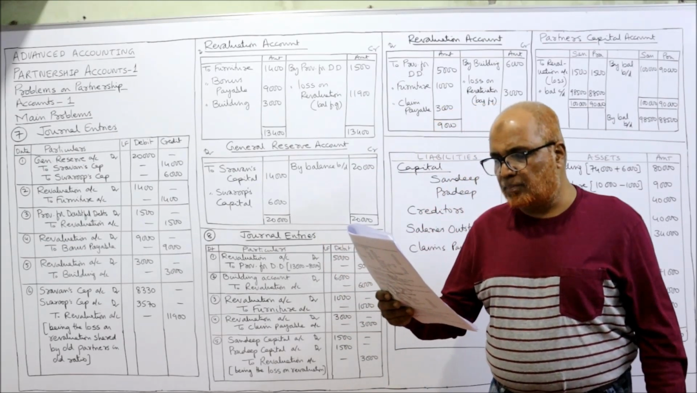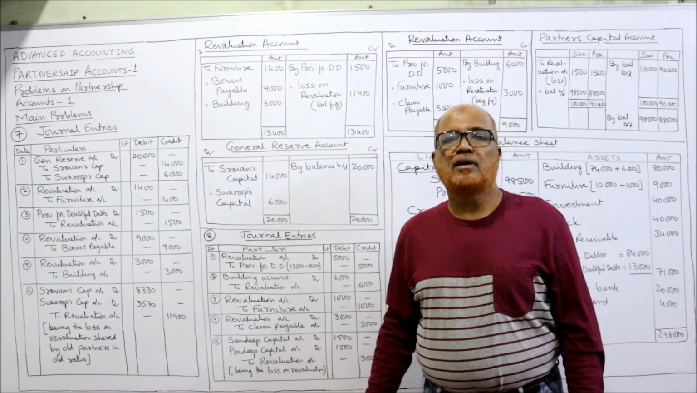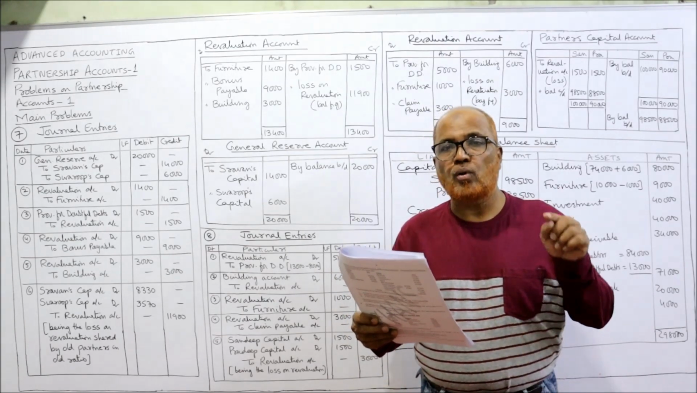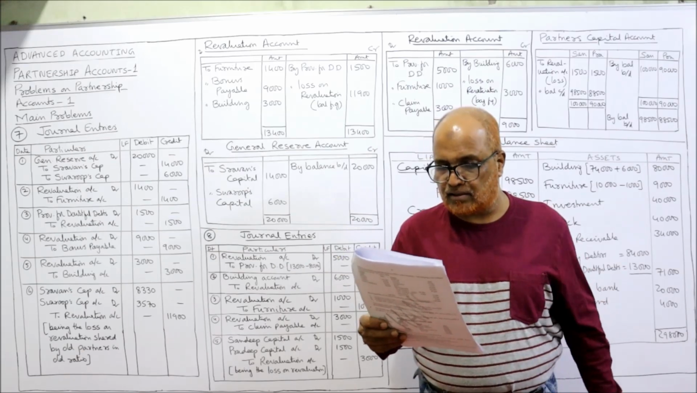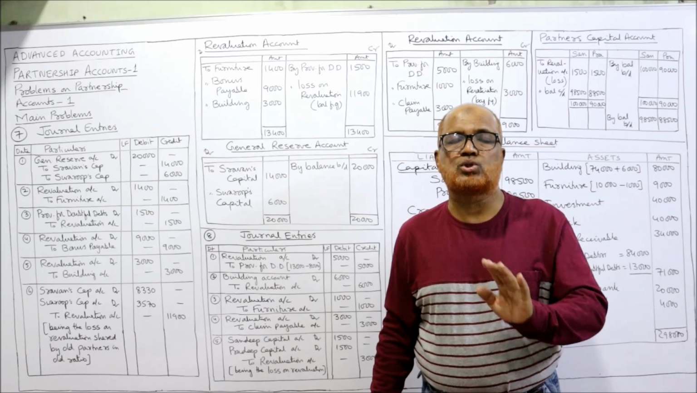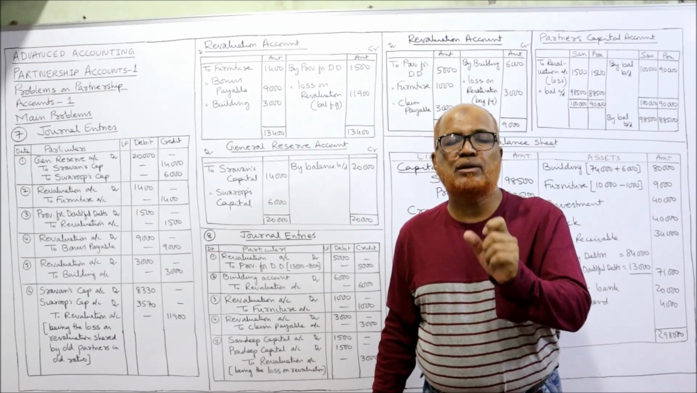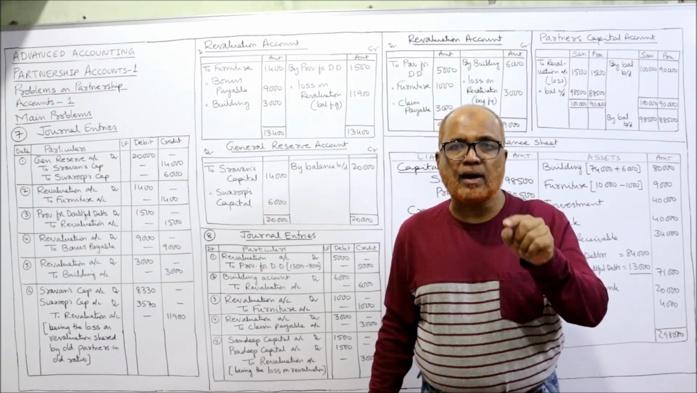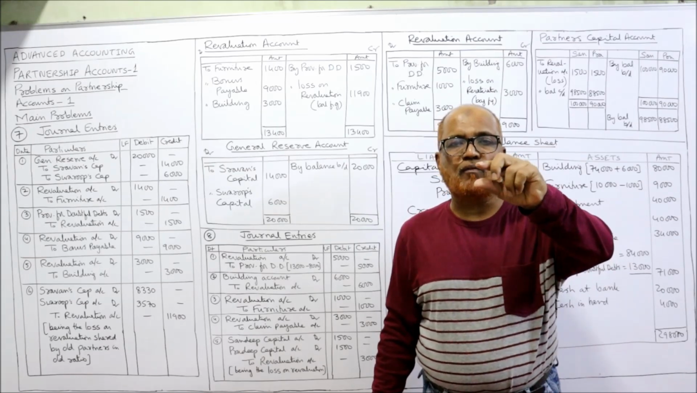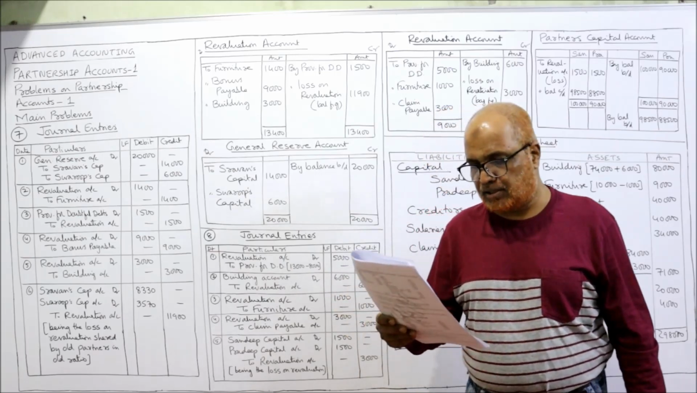Next one is decrease the provision for doubtful debts from 6,000 to 4,500. There was a provision for doubtful debts for 6,000. Now they want to reduce it to 4,500. That means 1,500 provision should be reduced. Now remember, provision for doubtful debts will show credit balance. If you want to reduce it, debit the provision for doubtful debts. Entry will be provision for doubtful debts account debit, revaluation account credit.